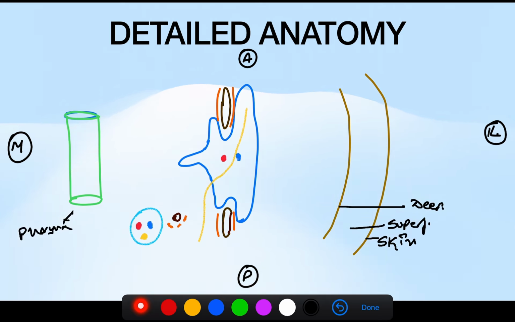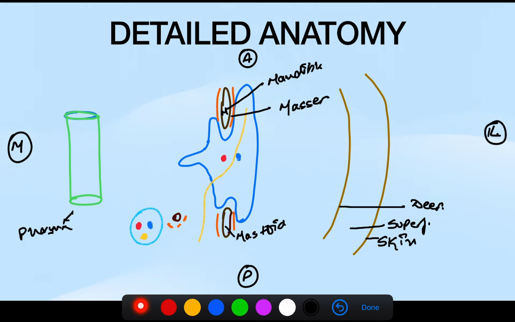For the bone part, this is mandible and this is mastoid. On the mandible, lateral side masseter will be present, and on medial side, medial pterygoid will be there. For the mastoid, the outer will be formed by sternocleidomastoid and medially it will be the posterior belly of digastric. Now, this will be the bony and muscle structure.